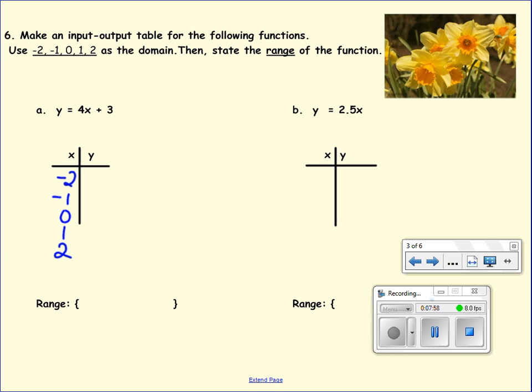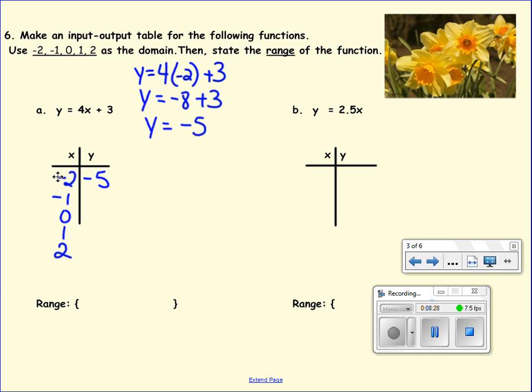So in our first example, y is equal to 4 times -2 plus 3. All I did was plug in the -2 where the x was. y is equal to -8 plus 3, which is -5. So I'll come over here and put -5 for my range.